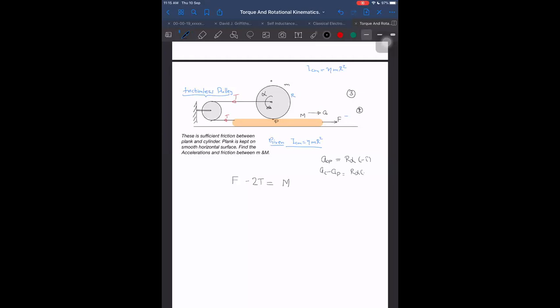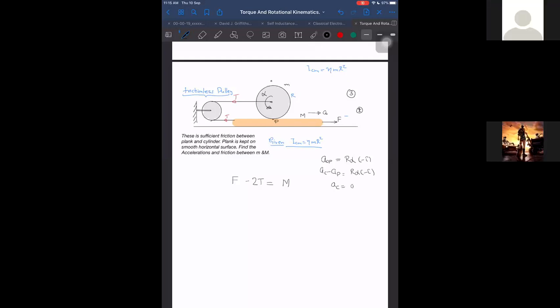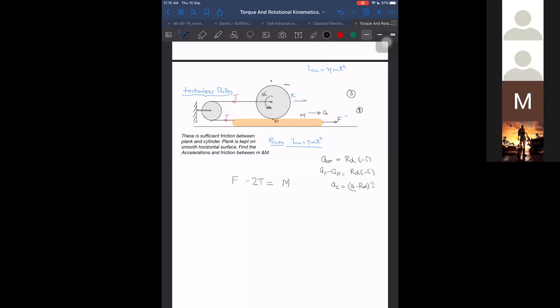Acceleration of P means P for point and P for platform also. So acceleration of platform will be A i cap. So A minus R alpha along i cap. So I can write its acceleration in forward direction only. Be careful here. Here we can write R alpha minus A in backward direction, or I can write A minus R alpha in forward i direction. Then I can write this.